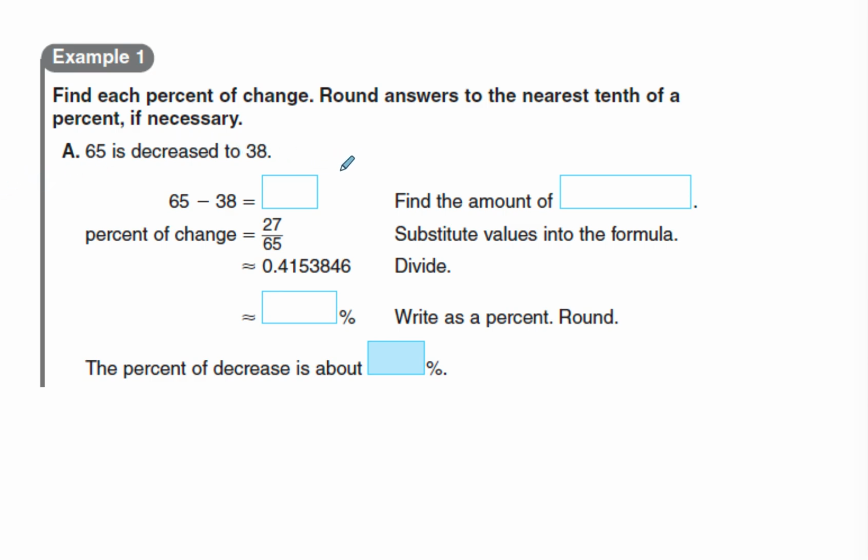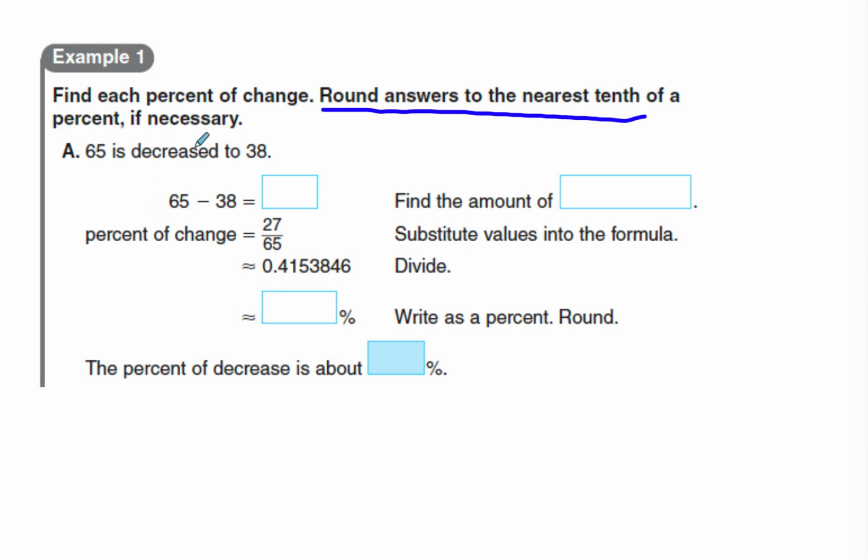Find each percent of change. Round answers to the nearest tenth of a percent if necessary. I'm going to underline this just so we remember. Nearest tenth of a percent. So that means after we make it a decimal, after we make it a percent, we use 1 decimal place. Okay.